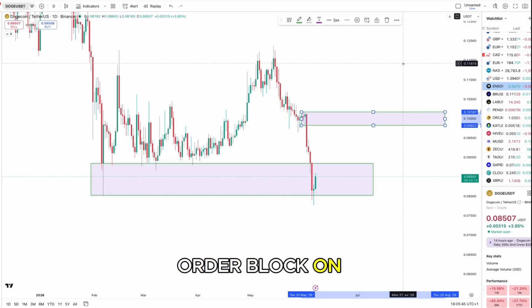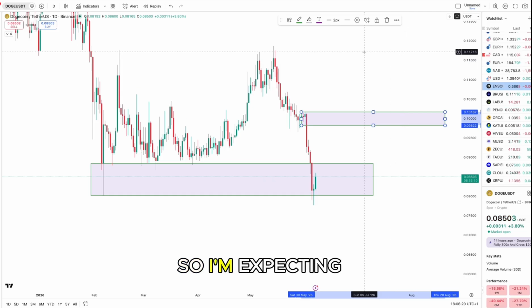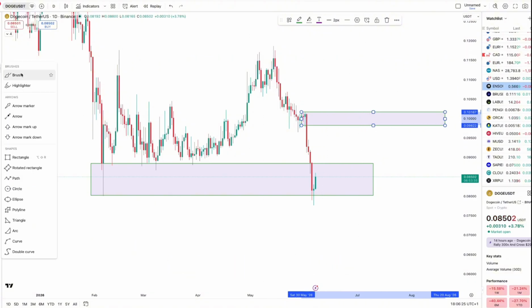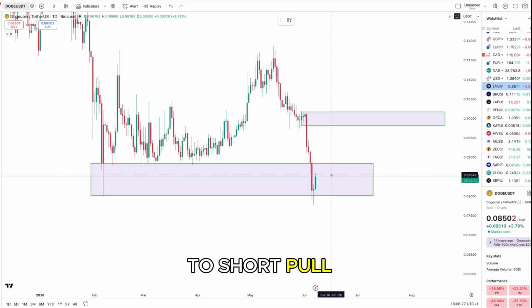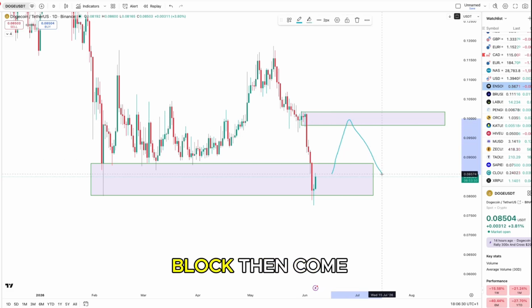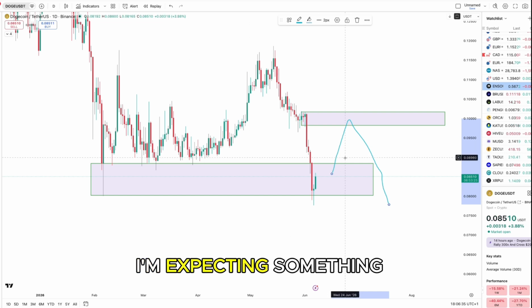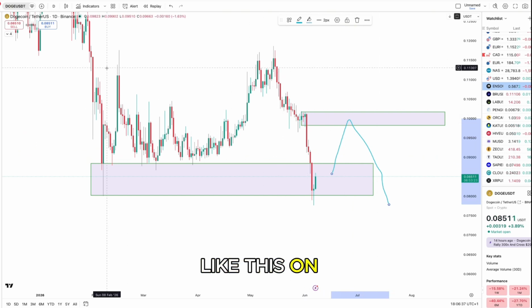Is there any other order block on my 1 day? I doubt it. So I'm expecting price to pull back on Doge, at least to this place. If I want to short, pull back to this zone, tap the order block, then come back to this low. So on my order block, I'm expecting something like this on the 1 day on Doge.